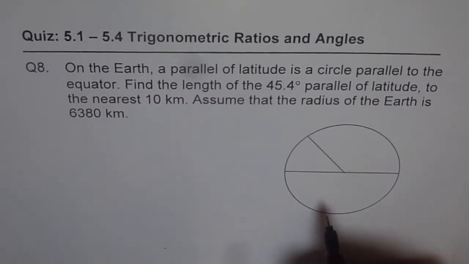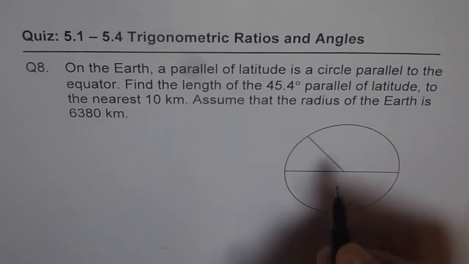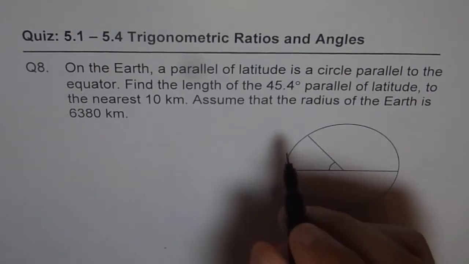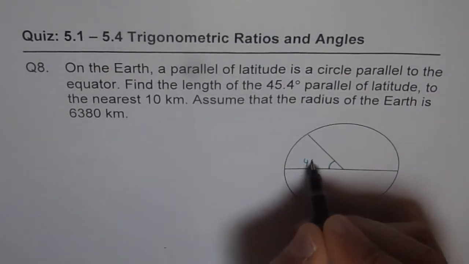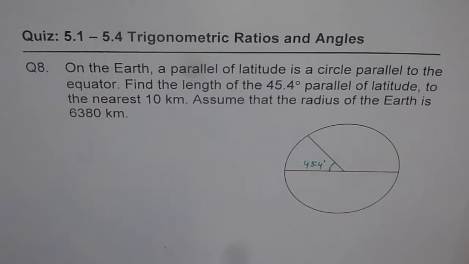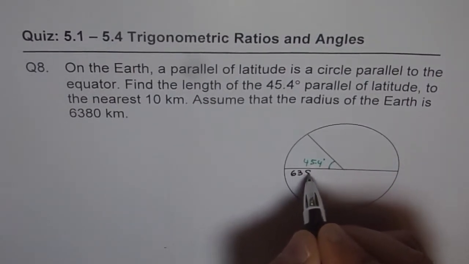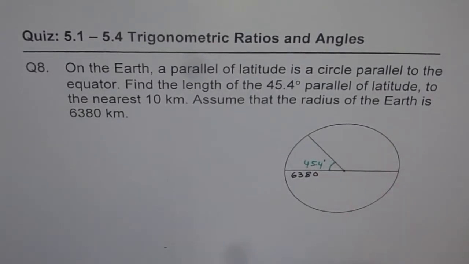So what we are given here is, this is the earth and that is the angle, 45.4 degrees. So this angle is given to us as 45.4 degrees, and that's the radius of the earth. So we can write the radius of the earth is given to us as 6380, so that is 6380 kilometers. From here to here, that's the radius of the earth.